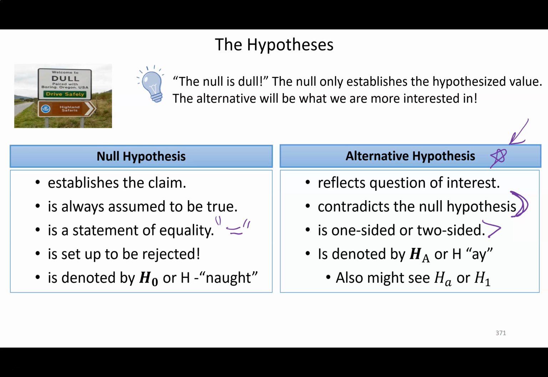It can be one-sided or two-sided, and we'll talk about what that means. And it's denoted by H with an A. So you might see a lowercase a or H sub 1. Any of those is acceptable. I'm going to stick to this notation here, A for alternative. And so we like to go, the null is dull, right? So the null is not interesting. It's not what you're trying to find. It's whatever just established norm there is.